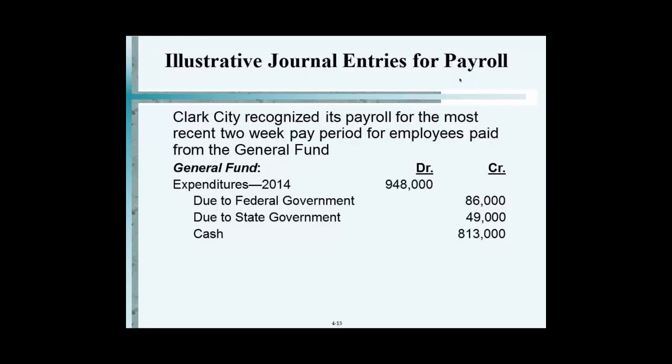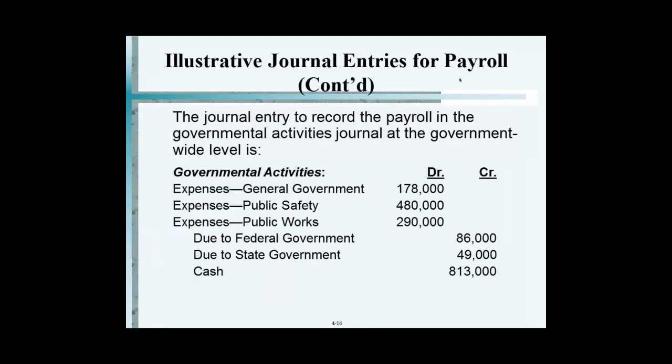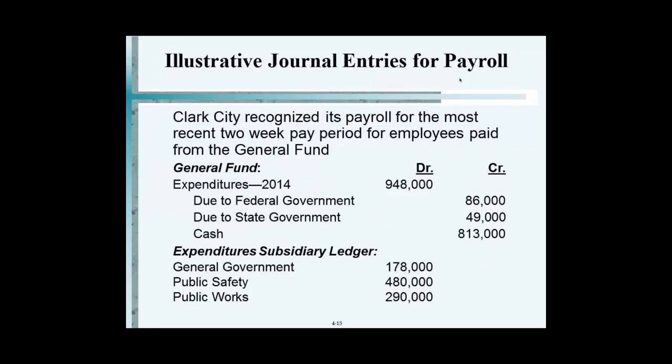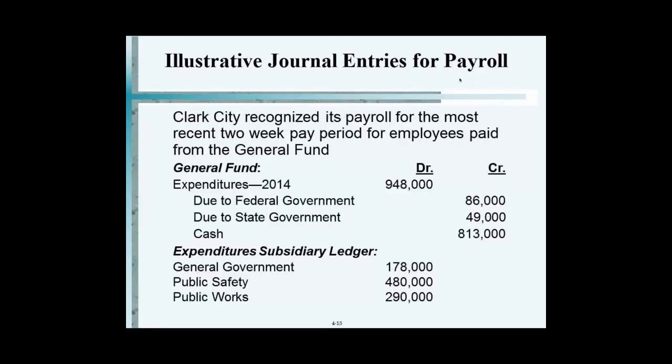So what this is, you get a paycheck for $1,000, it says gross pay, you only get $800. Employers kept what? $200 to pay your taxes. This recognizes it. $1,000 there, you only get paid $800, and $200 is divided between federal and state, which they will pay later. And this is the entry, the same entry. Instead of on a modified accrual basis, at the governmental activities level, now we have expenses. Any difference between the entries? None.